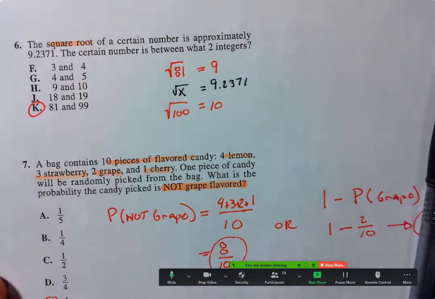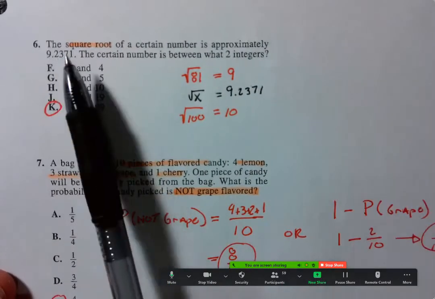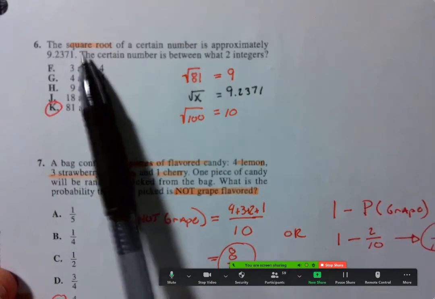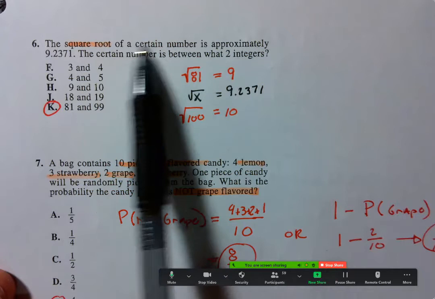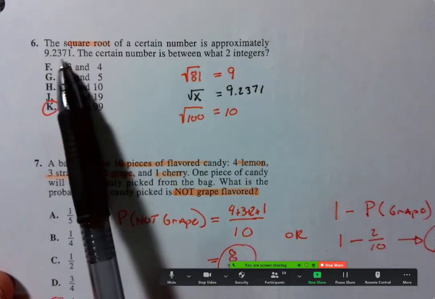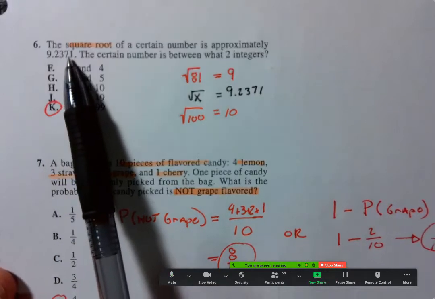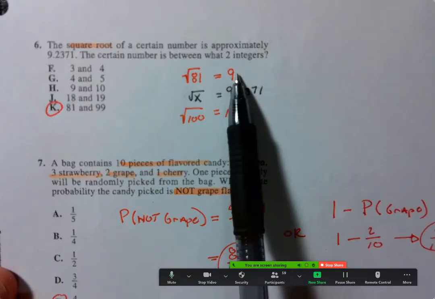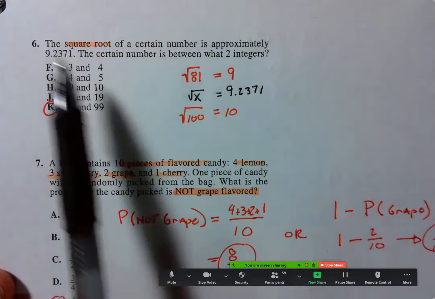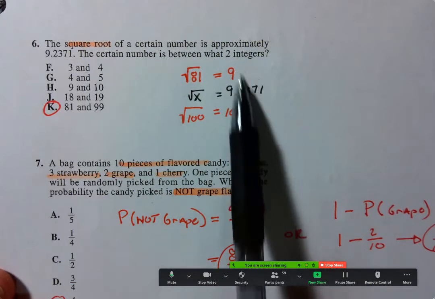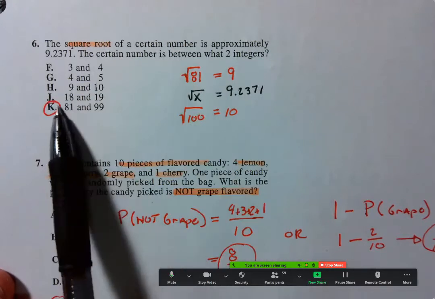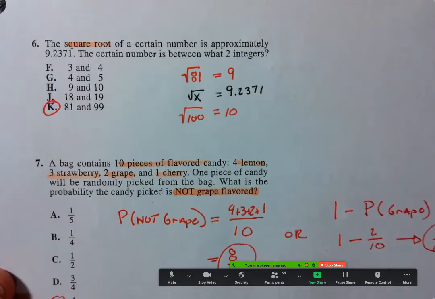Okay. Question number 6 is asking for a square root, right? We're told the square root is approximately this. So I know that the square root of 81 is 9 and the square root of 100 is 10. The number we're looking for is right between those. So it's got to be between 81 and 100. And so K has got to be our answer.